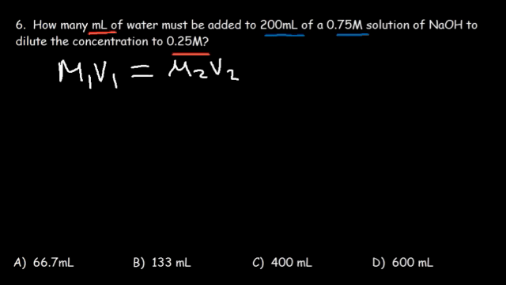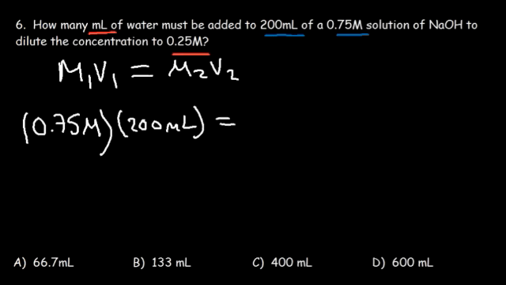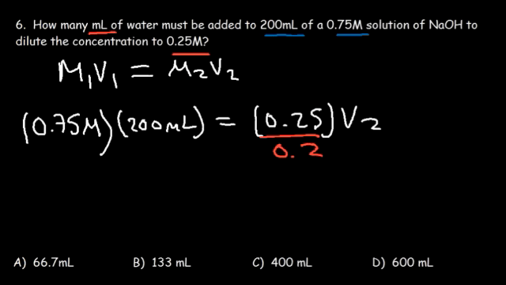So the original solution has a molarity of 0.75. So that's going to be M1. And the volume of that solution is 200 milliliters. Now, the new solution, the diluted one, we want it to have a concentration of 0.25. So V2 is going to be the volume of that solution. So let's solve for V2. To do that, we need to divide both sides by 0.25.